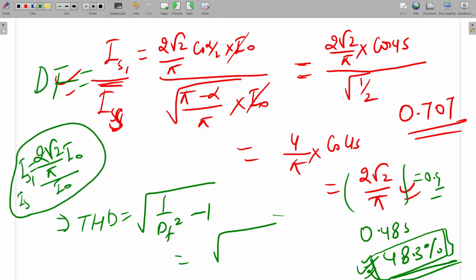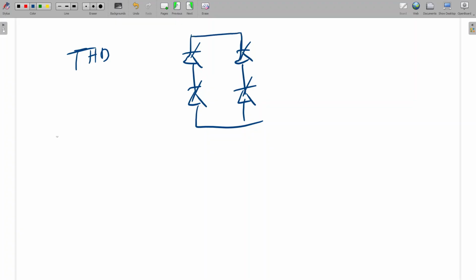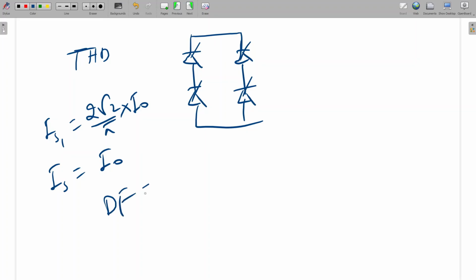So for a full bridge converter, will THD depend on alpha or not? Can anyone tell? This is a normal full bridge converter. So here what will be the source current? Fundamental source current will be 2 root 2 upon pi into I naught, and source current is I naught. So the distortion factor will always be 2 root 2 upon pi. So we can conclude that in a full bridge converter, this distortion factor is independent of firing angle. Is it clear?